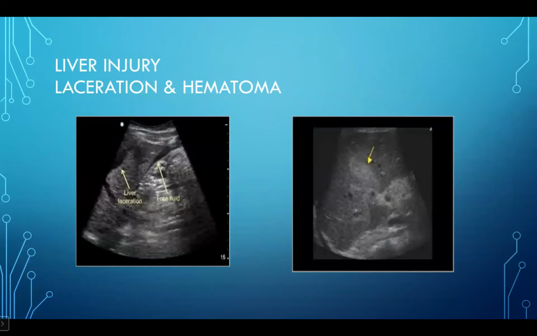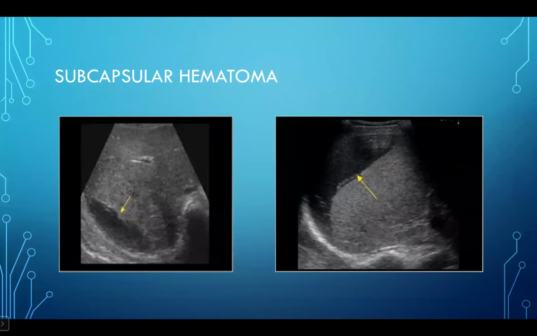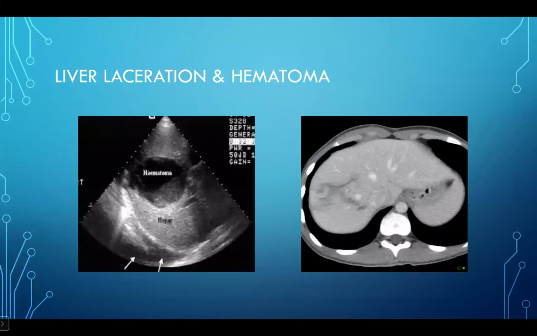As we are seeing in this FAST scan in a liver injured patient, it detects liver laceration and intraparenchymal hematoma. In another post-traumatic patient, the subcapsular liver hematoma is detected by the FAST scan. This is the intraparenchymal hematoma within the liver and liver laceration as detected by CT in a traumatic patient.